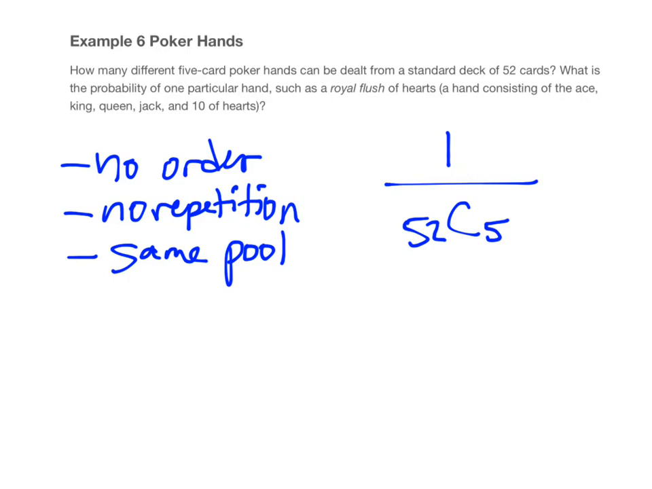Now, the other thing that's interesting here is that the probability of getting a really good hand is the same as the probability of getting any other 5-card poker hand. It's still 1 out of 52 choose 5, as long as you're still looking at a specific group of 5 cards.